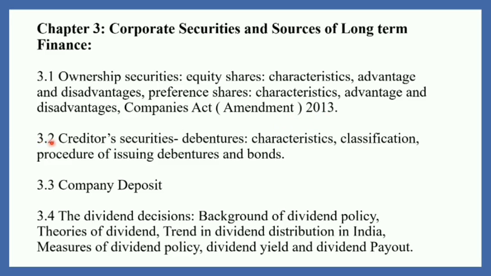The second point here is creditor securities. In creditor securities, we will see debentures: their characteristics, classification and the procedures for issuing debentures and bonds. The third point is company deposit. Fourth is dividend decisions. In the dividend decisions, we will see the background of dividend policy, theories of dividend, trends in dividend distribution in India, measures of dividend policy, dividend yield and dividend payout. All this we will see in the dividend decisions.